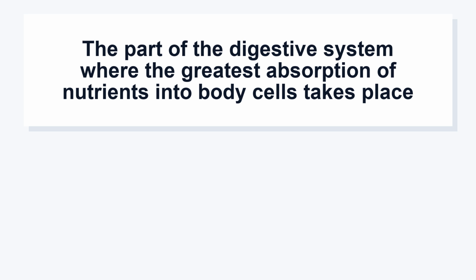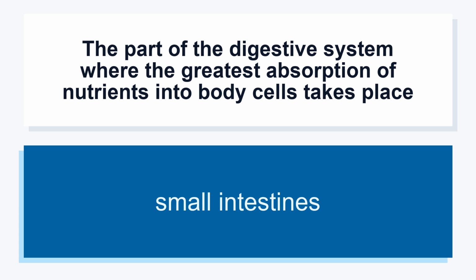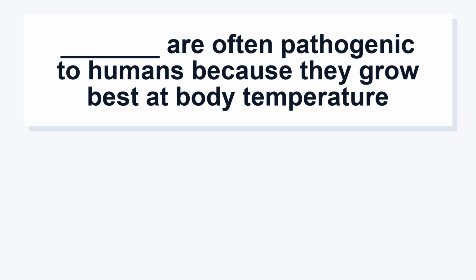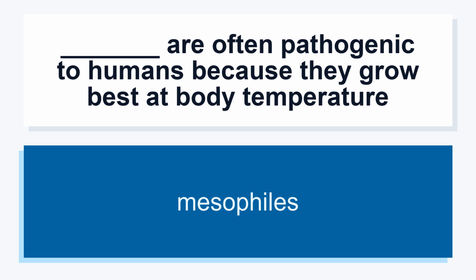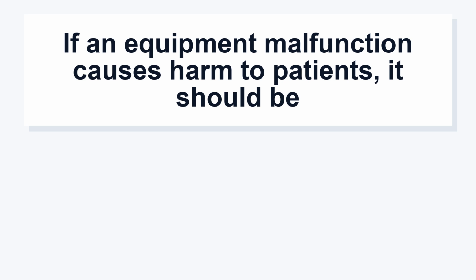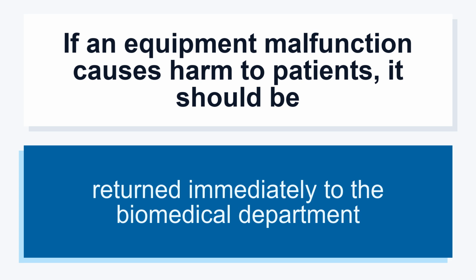The part of the digestive system where the greatest absorption of nutrients into body cells takes place. Small intestines. Mesophiles are often pathogenic to humans because they grow best at body temperature. If an equipment malfunction causes harm to patients, it should be returned immediately to the biomedical department.